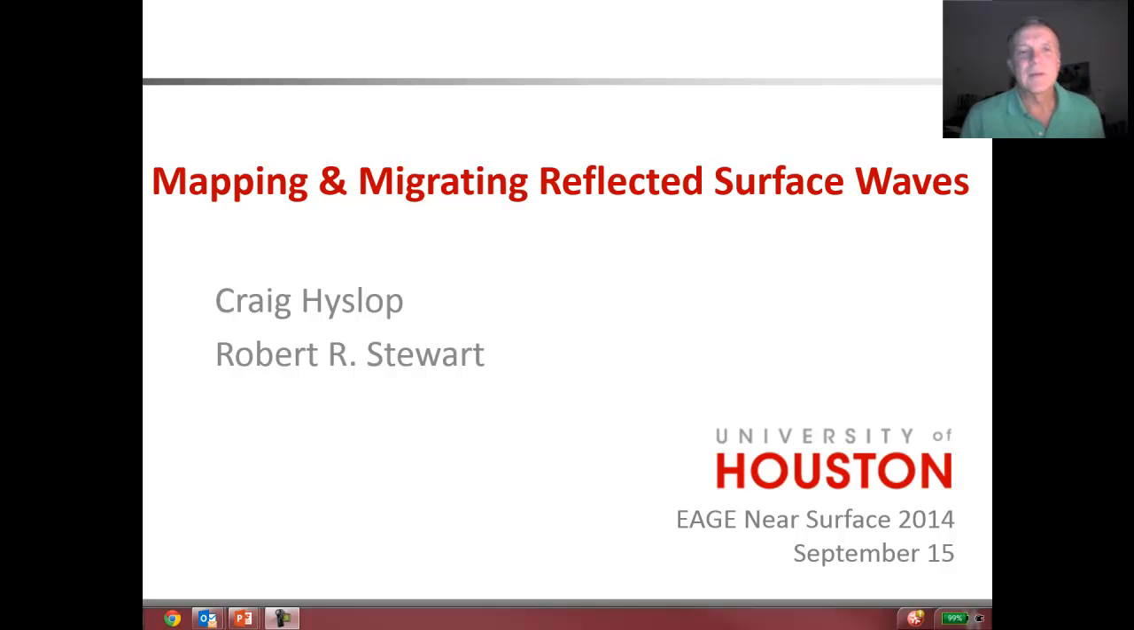This work is from a PhD student, Craig Hyslop, at the University of Houston, and myself, Rob Stewart. We're going to be talking about using ground roll, reflected surface waves, to create images of the subsurface. We'll talk a little bit about why we're motivated to use ground roll, and then some about Rayleigh waves and the reflections. Then we'll be informed by how we process VSP data, vertical seismic profile data, for ground roll, and then look at how we can use 3D recordings of ground roll to use migration type processes to make pictures.